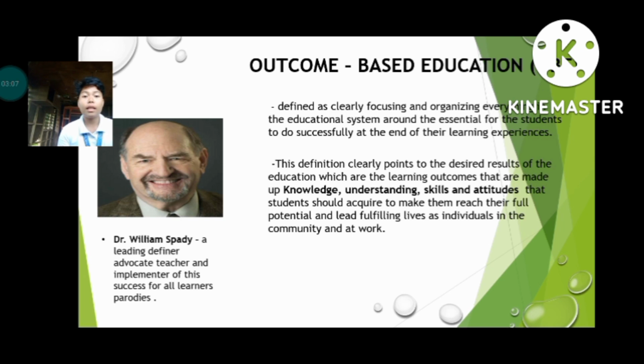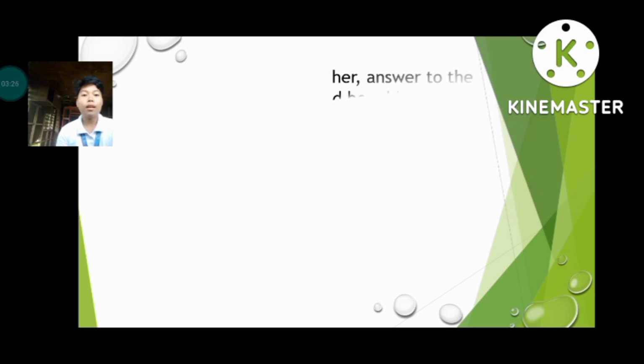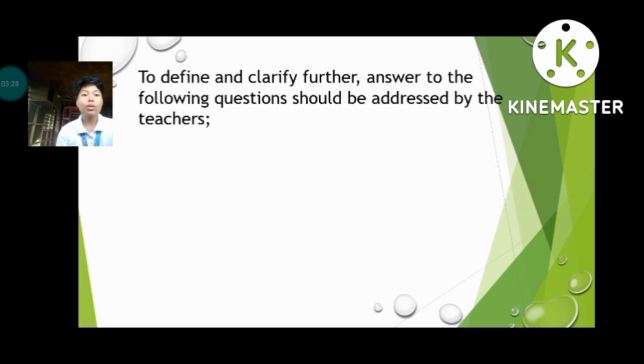As you can notice in our desired learning objectives, when we are making a detailed lesson plan, we have cognitive, psychomotor, and affective traits that could measure students' achievement, and they can actually demonstrate what they can do in a particular lesson. To define and clarify further, the following questions should be addressed by the teachers.